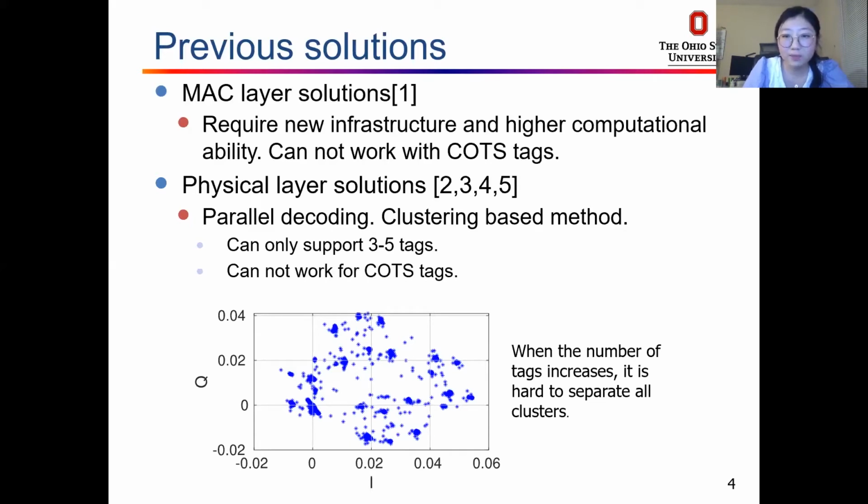Also, the anti-collision methods are designed for communication systems, not sensing systems. They require changing the procedure of communication, where the tags need to transmit the EPC packets simultaneously, which means that such systems cannot work for commercial tags.